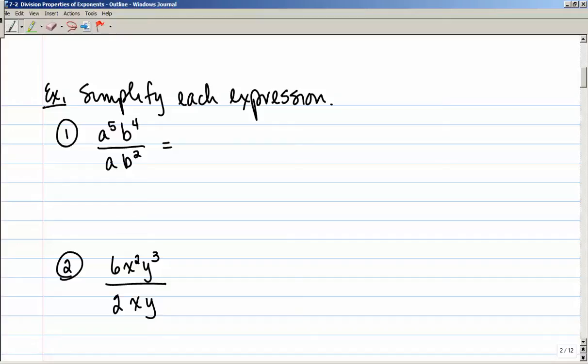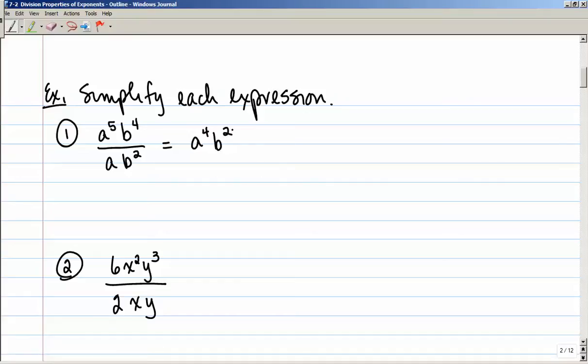Simplify each expression. a to the fifth times b to the fourth divided by a times b squared. You want to look at the a's, so that's going to be a to the 5 minus 1, because the exponent right here is 1. So that's going to give me a to the fourth, and then times b to the fourth divided by b squared. That's b to the 4 minus 2, or b squared.